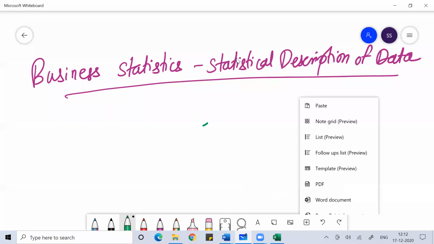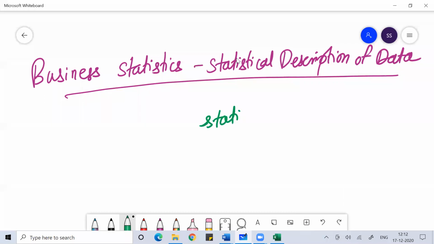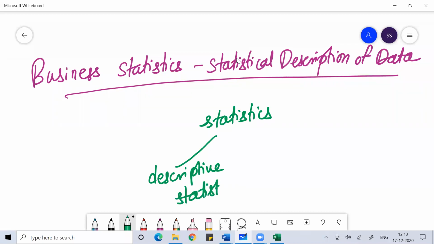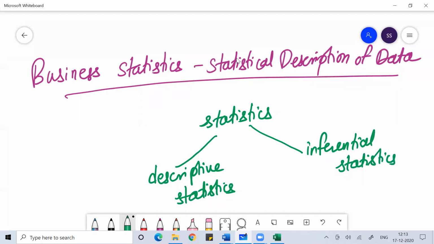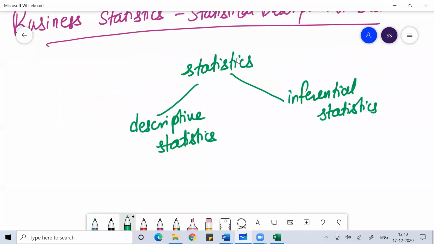So basically on that basis we can define statistics. Whenever we are talking about statistics, it can be defined either as descriptive statistics or as inferential statistics. So when we talk about descriptive statistics, it is all about working on the population.